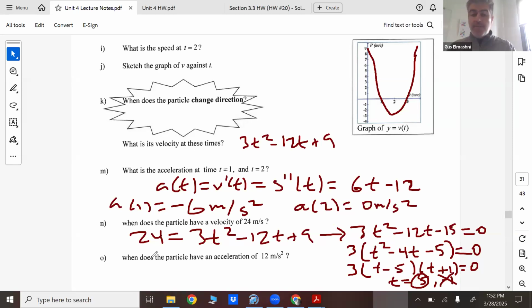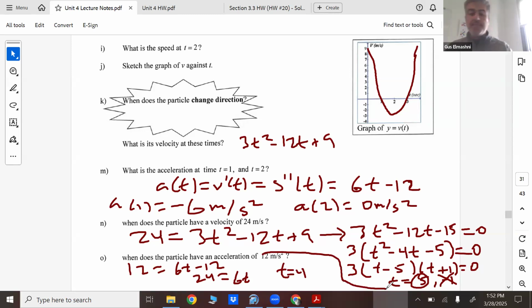And when is the acceleration 12? Well, we knew our acceleration function was 6t minus 12. So you get 4 for that part.